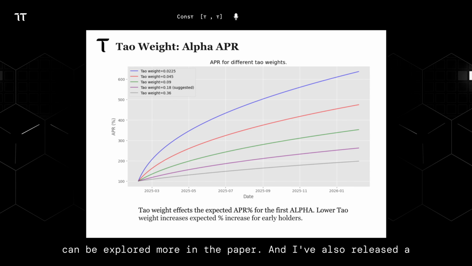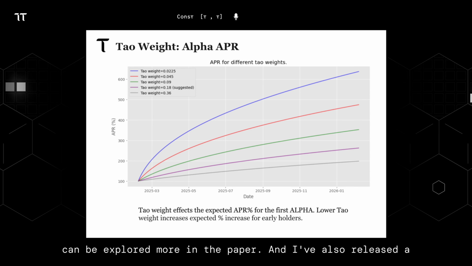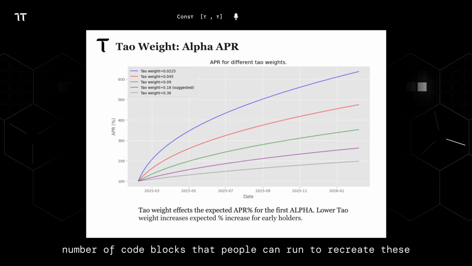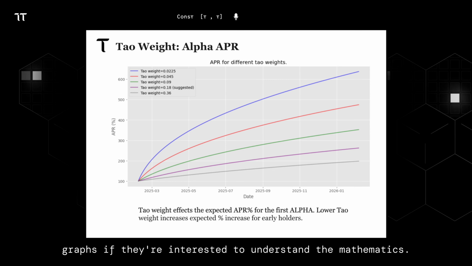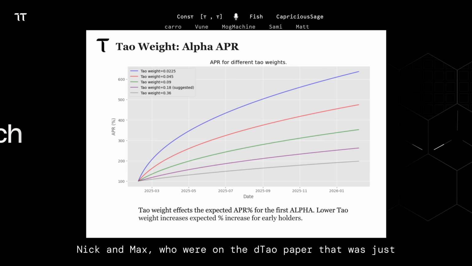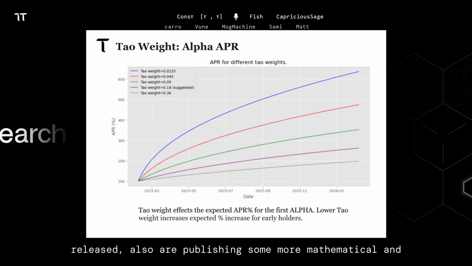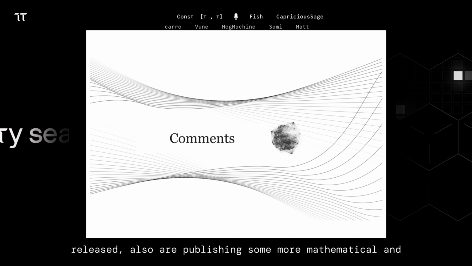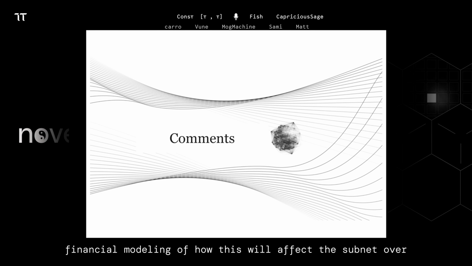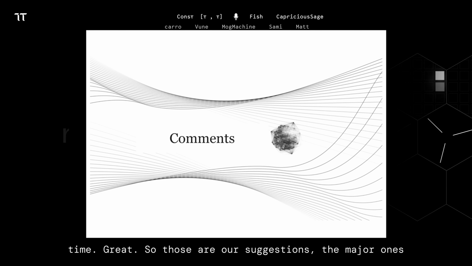All of this can be explored more in the paper. And I've also released a number of code blocks that people can run to recreate these graphs if they're interested to understand the mathematics. Nick and Max, who were on the dTAO paper that was just released, also are publishing some more mathematical and financial modeling of how this will affect the subnets over time.